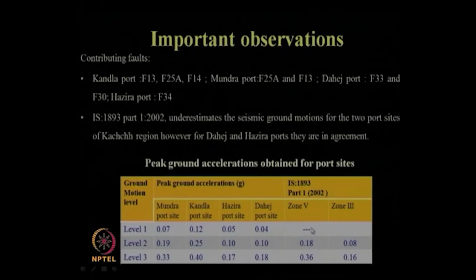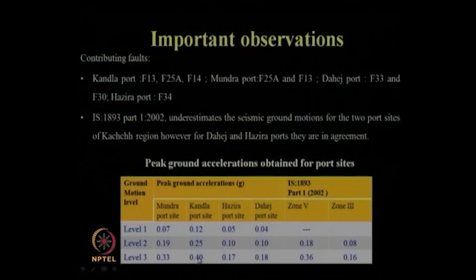So, if we use the IS code recommended values for the Mundra port site, the design is perfectly fine, but if we use the IS code recommended values for the Kandla port site, as shown here, then using the local soil properties and the input motion, the IS code seriously underestimates. So, we should design for these higher values. Using this comparative table, one can easily see the need to carry out site response analysis before going for an important design at a particular site, because port structures are very important, have to be built for several years, and should not get damaged by any earthquake. That is why it is mentioned that the code underestimates the seismic ground motions for 2 port sites of the Kutch region. However, for Dahej and Hazira ports, they are in good agreement.